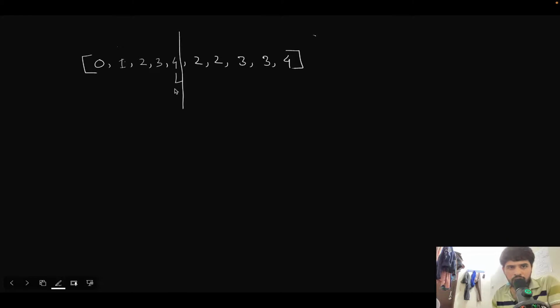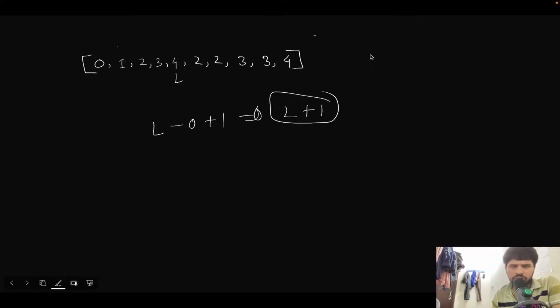Okay, so now what we have to do is just return left plus 1. We have to find the length of this subarray. The length is left minus the index of our first element 0 plus 1, or we can just return L plus 1. This is the core intuition. This algorithm will take O(n) time complexity, where n is the length of the given array, and the space complexity is constant because we are solving this problem in place. We're not using any additional space to solve it.